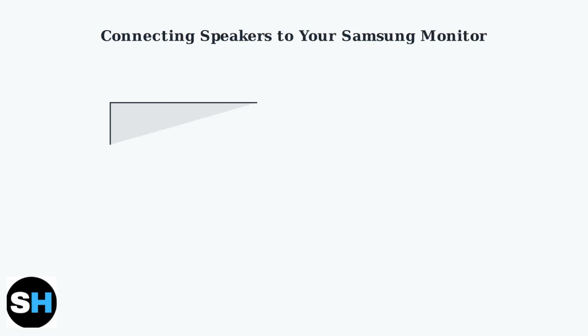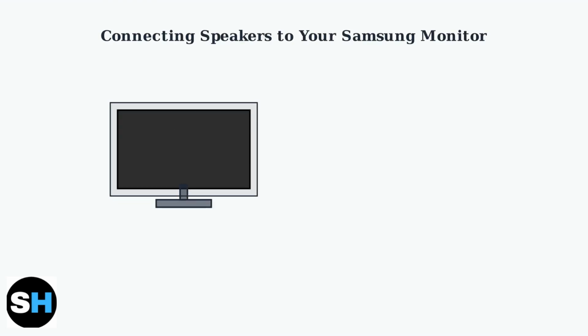To get better sound from your Samsung monitor, you need to connect external speakers. The first step is identifying the available ports on your monitor. Samsung monitors typically have several audio connection options. Most common are HDMI ports, a 3.5mm audio jack, and on newer models, USB-C ports.